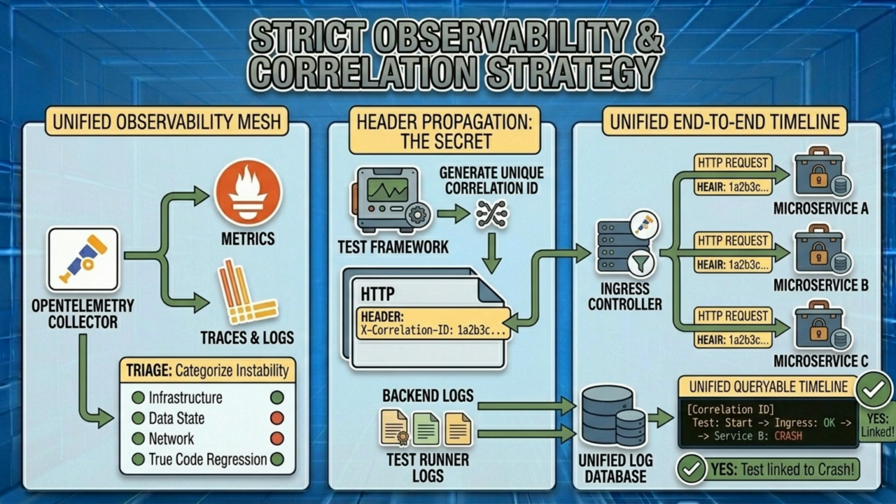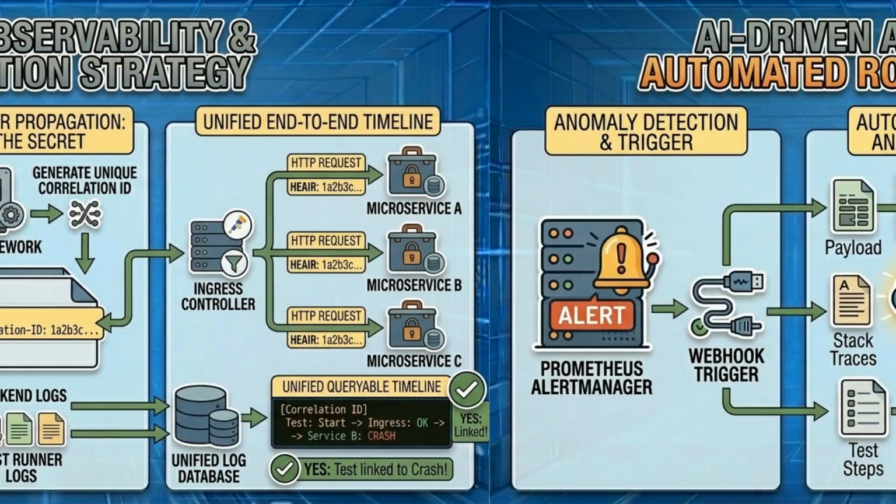Your test automation framework must generate a unique correlation ID for every single test scenario. You must inject this ID as an HTTP header, like W3C traceparent or a custom x-correlation-id, into every single request your test makes. This header must propagate through your ingress controller and down to every downstream microservice. Furthermore, your test runner logs must be shipped to the exact same log database as your backend logs. This creates a unified, queryable timeline of events.